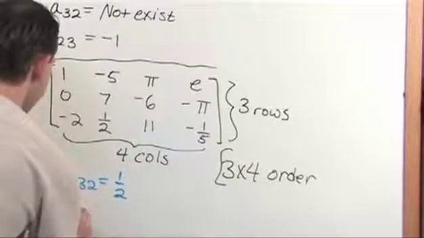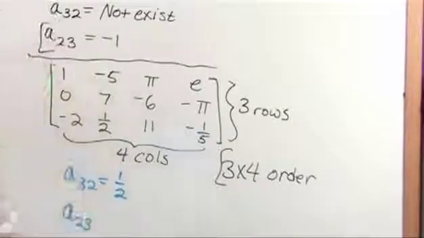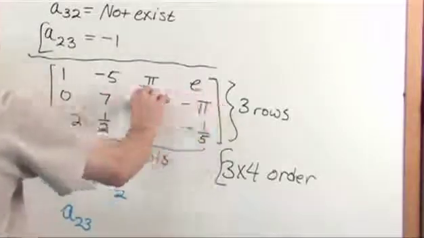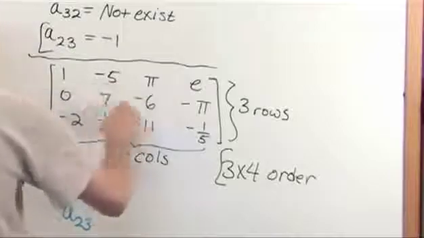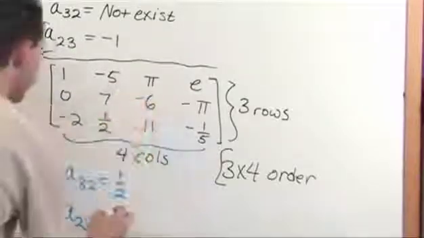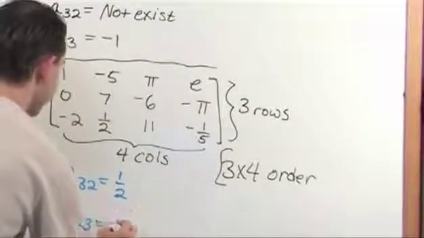And finally, A sub 2, 3. Okay? First number is the row. We're on the second row. This is the column. 1, 2, 3. Second row, third column, -6. Just like a crossword puzzle.